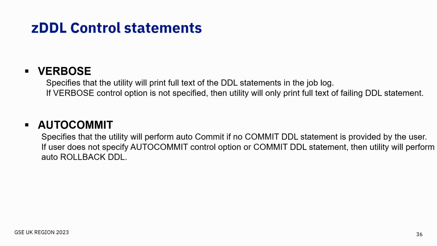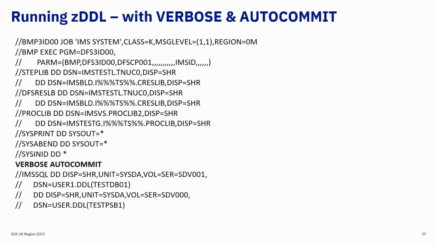So how do you specify these control statements? There's a SYSIN ID DD statement. On there, you can code VERBOSE and/or AUTOCOMMIT, and they'll take effect, right? A very nice feature.